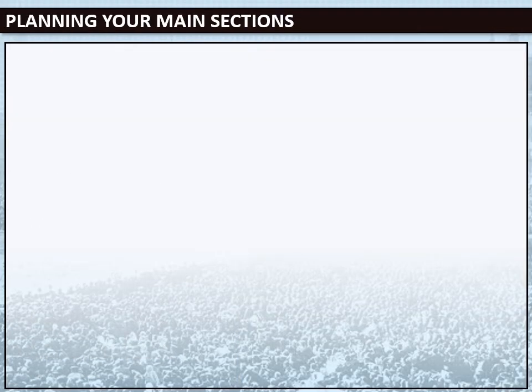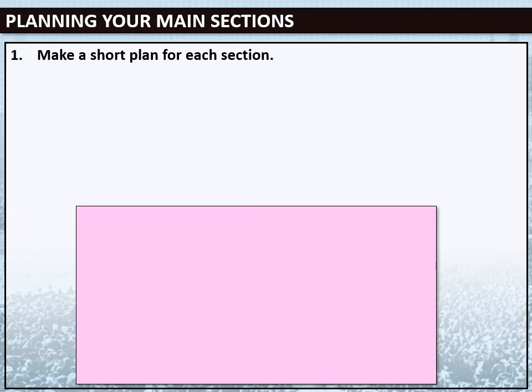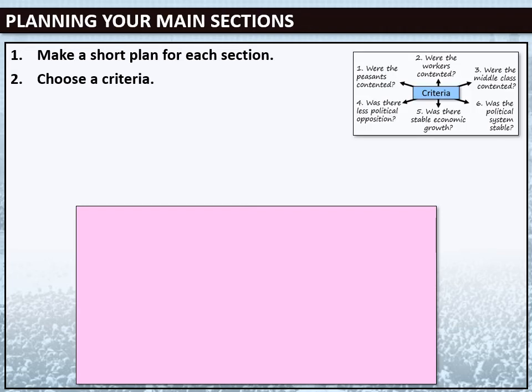We're almost ready to write our answer, but first we have to plan our main sections. Here's one way of doing it. You could make a short plan for each section. Here's mine. For each section, I'm going to start by choosing one of our criteria to focus on. In this section, I'm going to focus on were the workers contented.